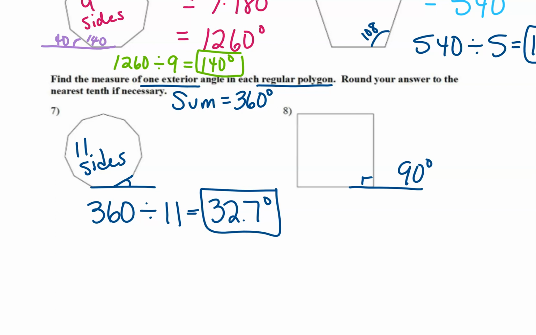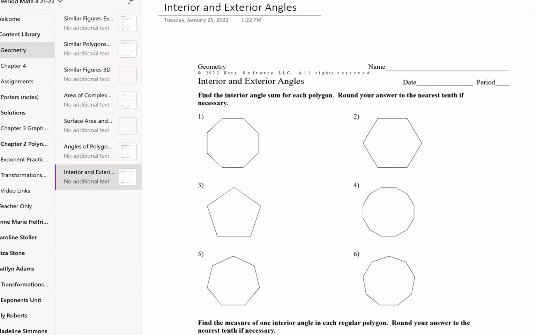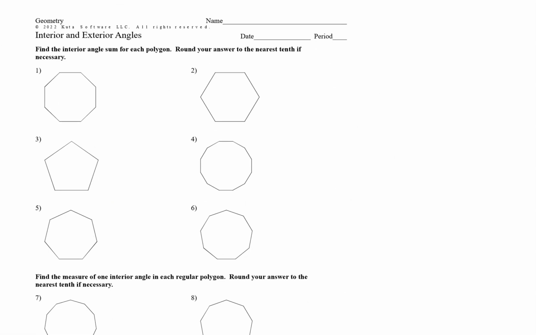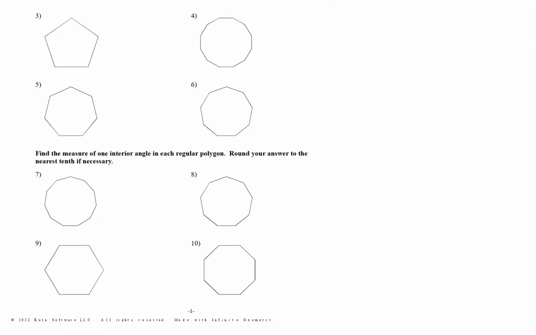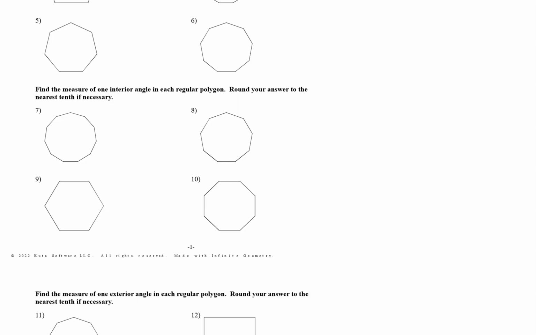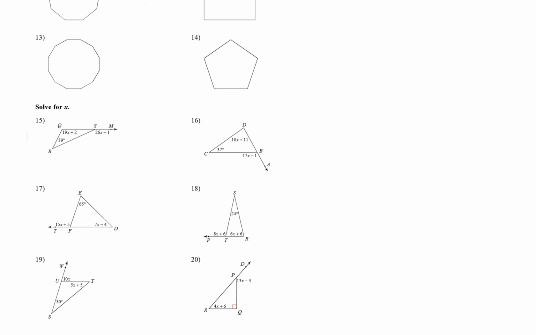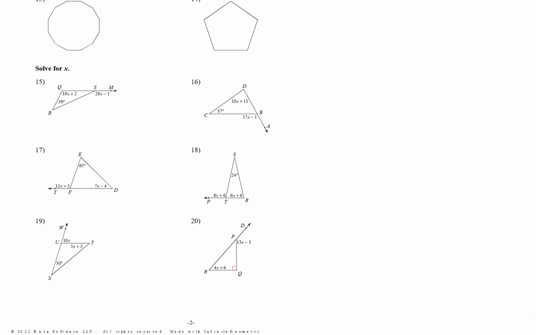So your assignment then is this interior and exterior angle page. It is two-sided. Read the directions carefully. On the first section, it just says find the angle sum, so you're just finding the interior angle sum, not finding each angle. But on the second section, it does say find each angle, so then you would change that. When you get to 15 through 20, it just says solve for x, so you're not finding a specific angle measure. You're just setting up an equation and solving for x, and that's all.